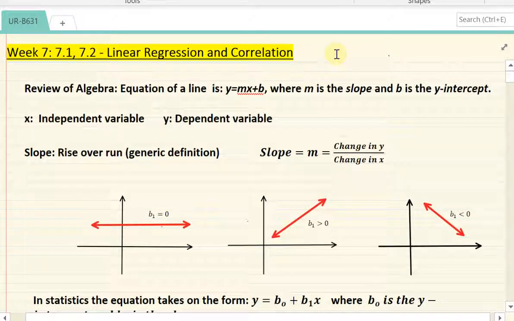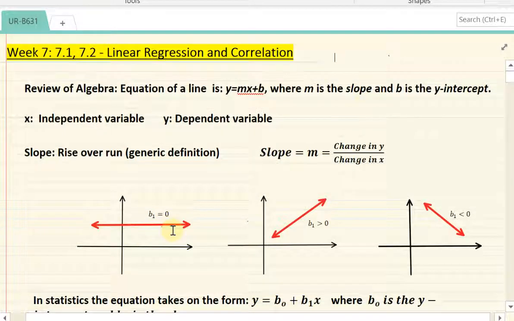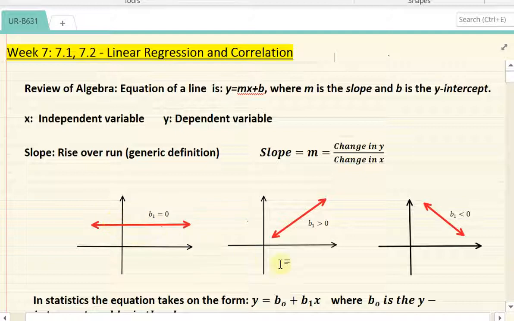A line that has a slope 0 is a flat line. That's the one on the left. b sub 1 equals 0. That means the slope is 0, a horizontal line. For a horizontal line, there is a change in x as you go from one point to another point, but there is no change in y. So the numerator of this fraction is 0, which gives you b1 is 0. If the line has positive slope, this will be the orientation of the line. And for negative slope, this is the orientation of the line. Okay, so that's the significance of the slope of a line.